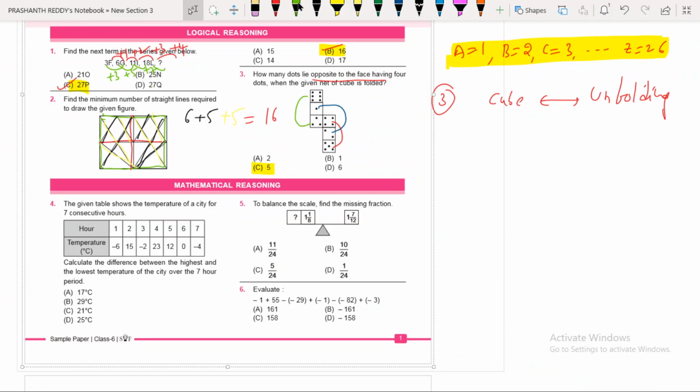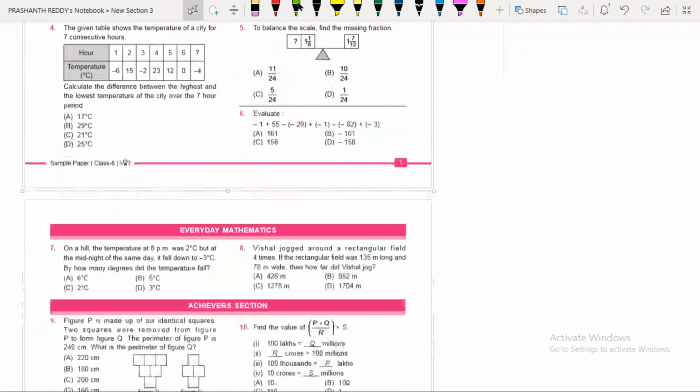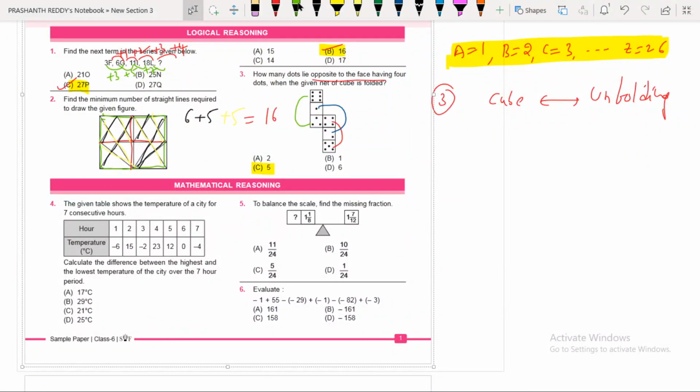What is a cube and cuboid, folding and unfolding, what is number series, what is letter series, identifying the given pictures, ranking test, blood relations, directions, seating arrangement. If you know all these things, then only you can answer the questions of logical reasoning. That is the reason you might be facing problems, no issue, we'll learn again, no problem. Now we are going to focus on mathematical reasoning. Now question number 4, which is based on mathematical reasoning.